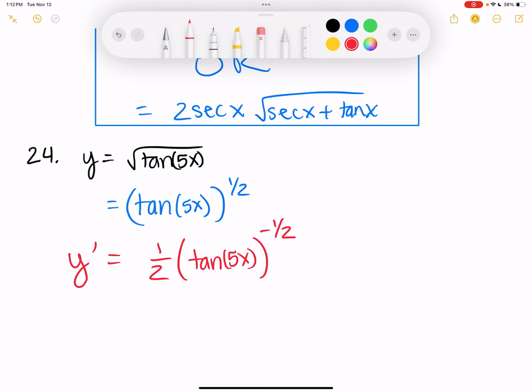All right, so that's the derivative of the outside. What's our normal next step? Prime. The derivative of the inside, which is the tangent of 5x. Okay? What is the derivative of tangent? Secant squared. So secant squared of whatever's in here. So 5x.